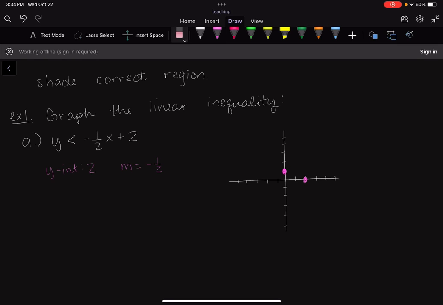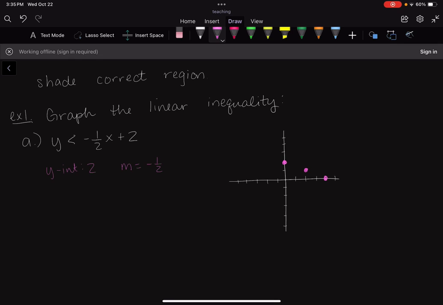Oh, I accidentally only went up by 1. Sorry about that. Let me fix my points real quick. 1, 2, here we go. Sorry. I was just looking at my graph.